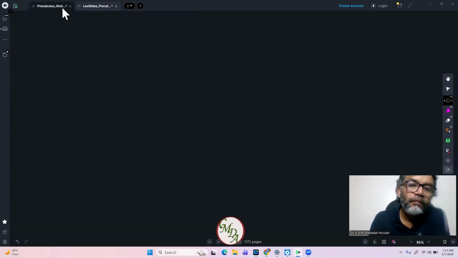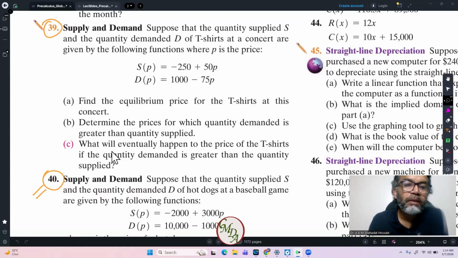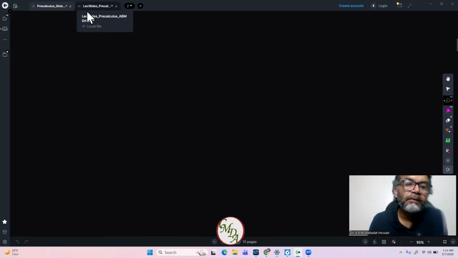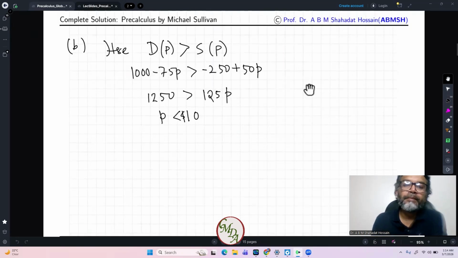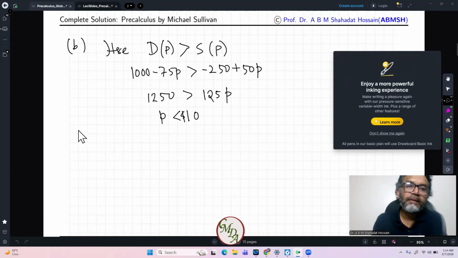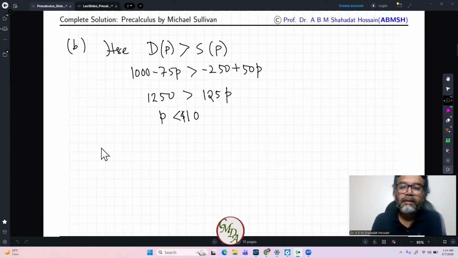And so, what will eventually happen to the price of the t-shirt if the quantity demanded is greater than the quantity supplied? So if the price declines less than this, then the demand of the product will increase. So we can have a comment on this situation.